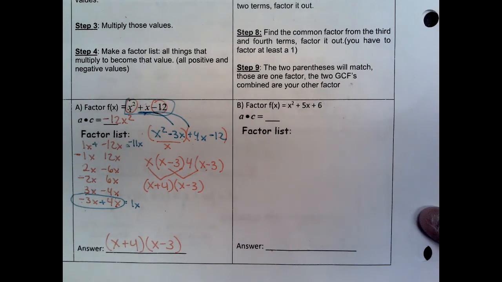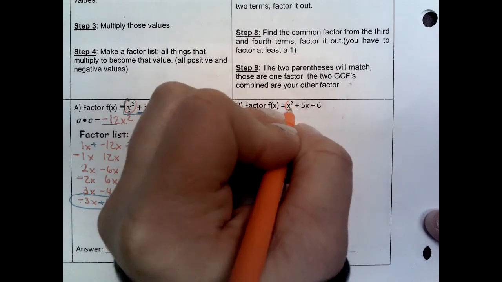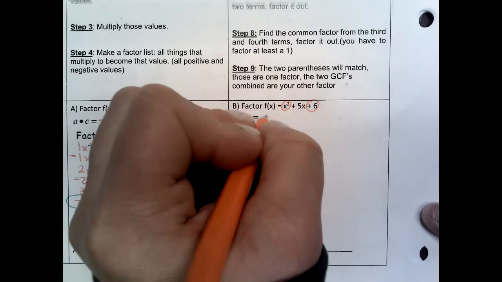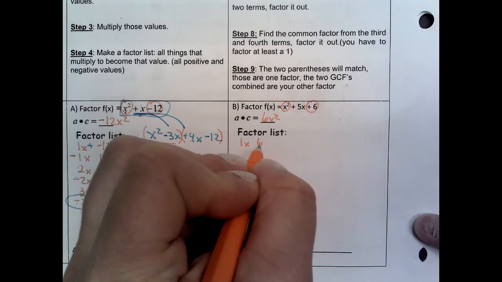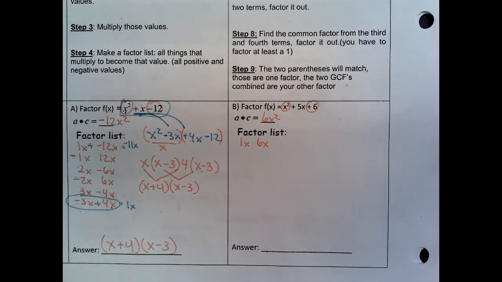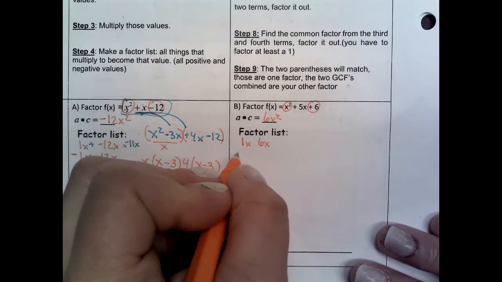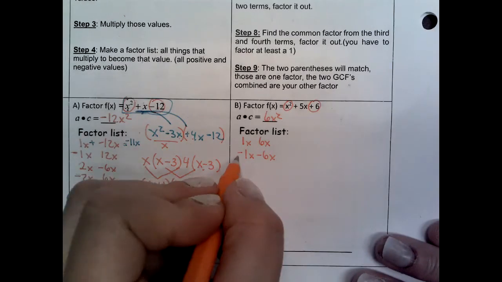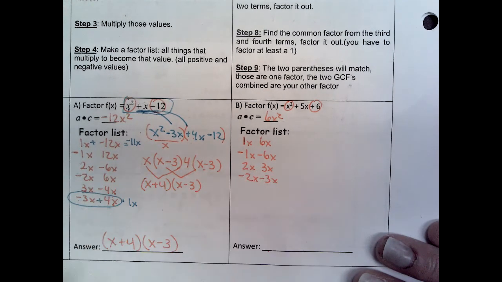So let's go ahead and take a look at another problem. So the first thing, I'm going to look for a greatest common factor. I don't see one. I'm going to circle my A, and I'm going to circle my C. So x squared times 6 is 6x squared. I need to make my factor list. So that's going to be 1x times 6x. And you guys will see, as I go, sometimes I forget to put the x's because I know they have to be there. But not just positive 1x and positive 6x, negative 1x times negative 6x also equals 6x squared. Then we can do 2x times 3x, or negative 2x times negative 3x.